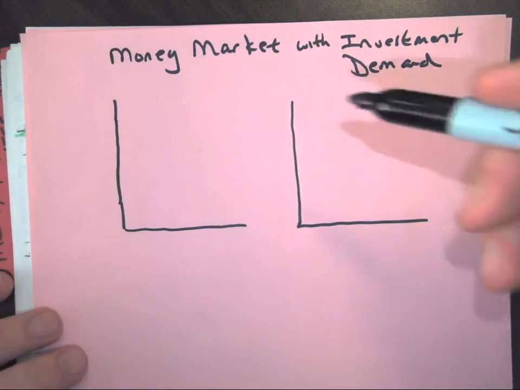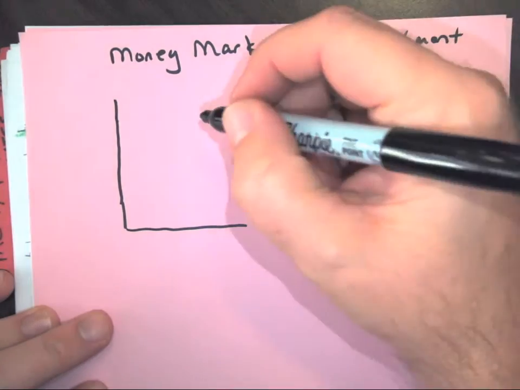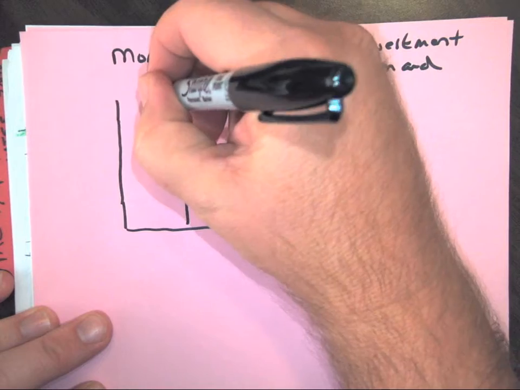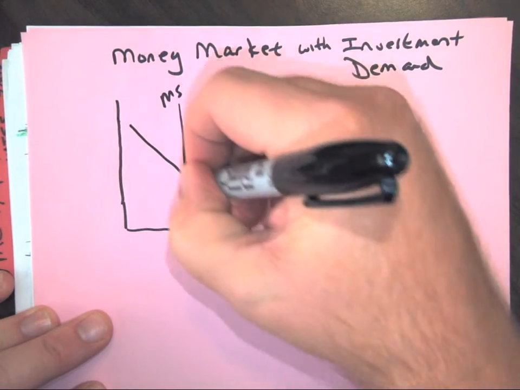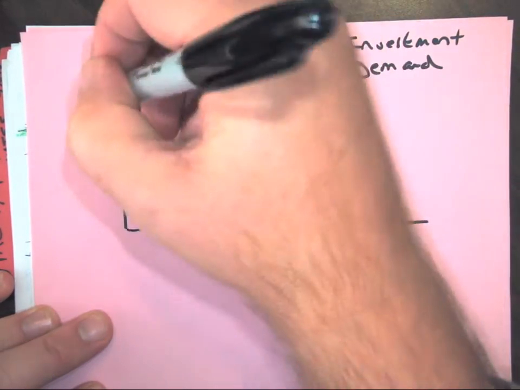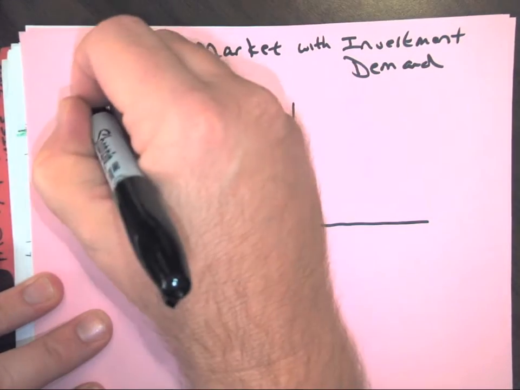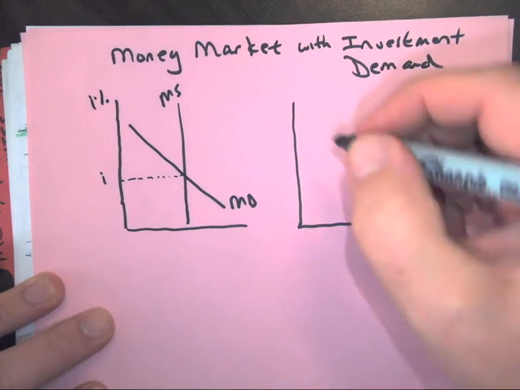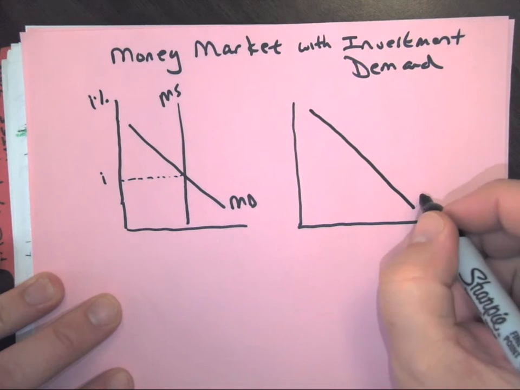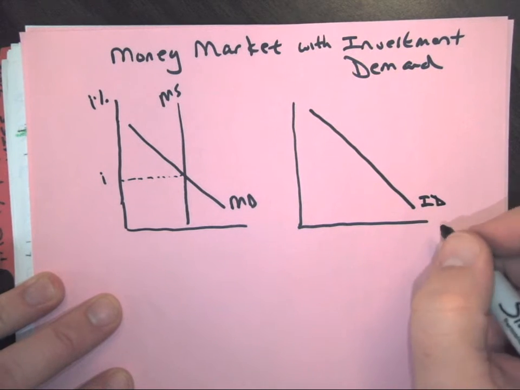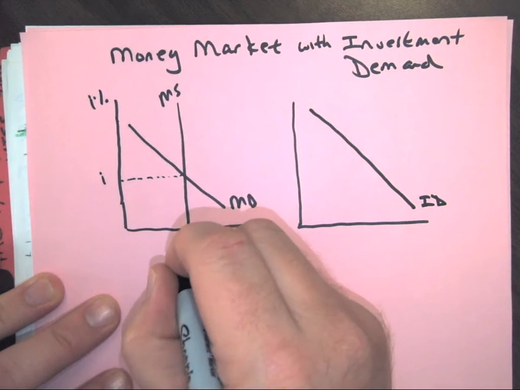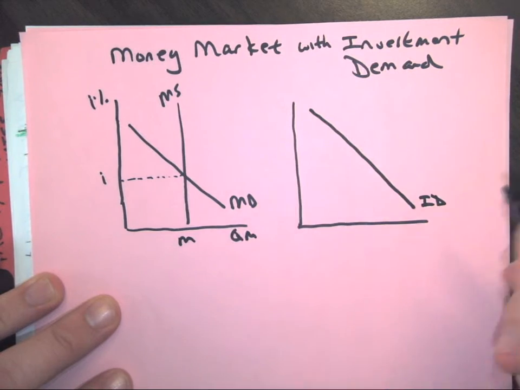Okay, this is the money market with investment demand. You have a vertical money supply. You have a downward sloping money demand. Where those two things meet gives you the nominal interest rate. Now we have investment demand over on this side. It's a downward sloping curve as well. And our money supply, our quantity of money.